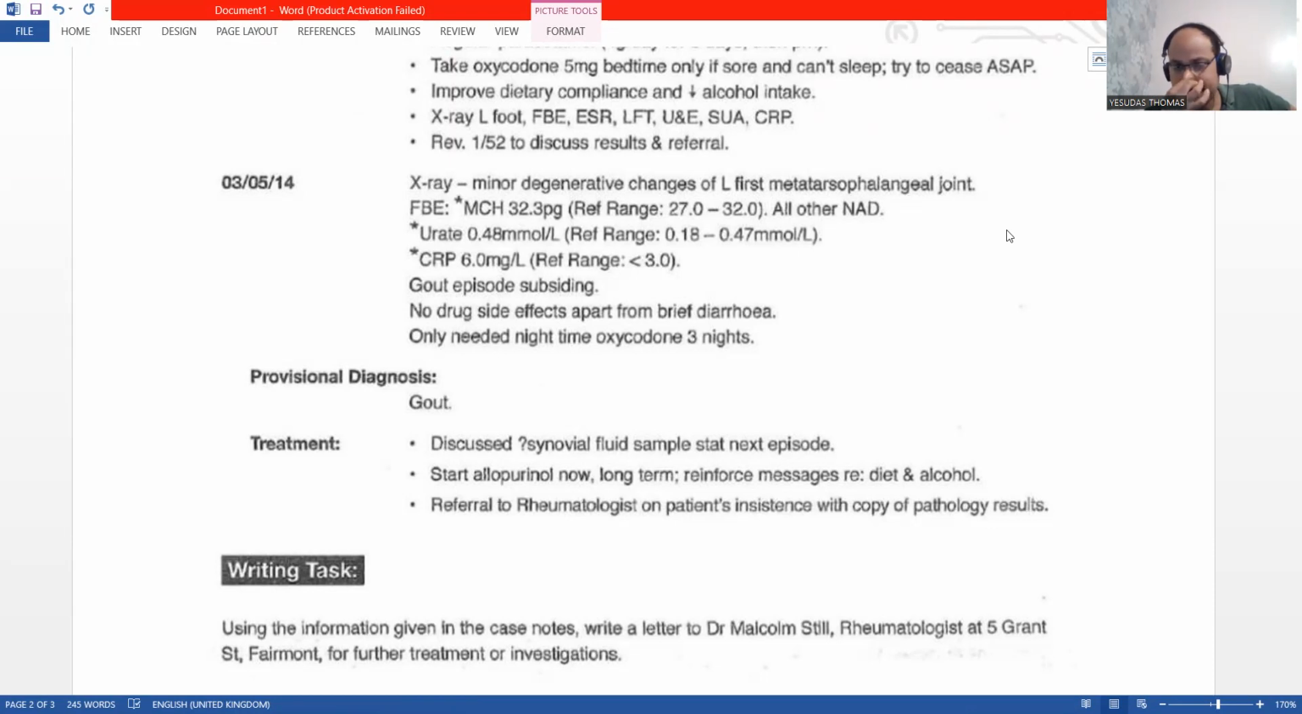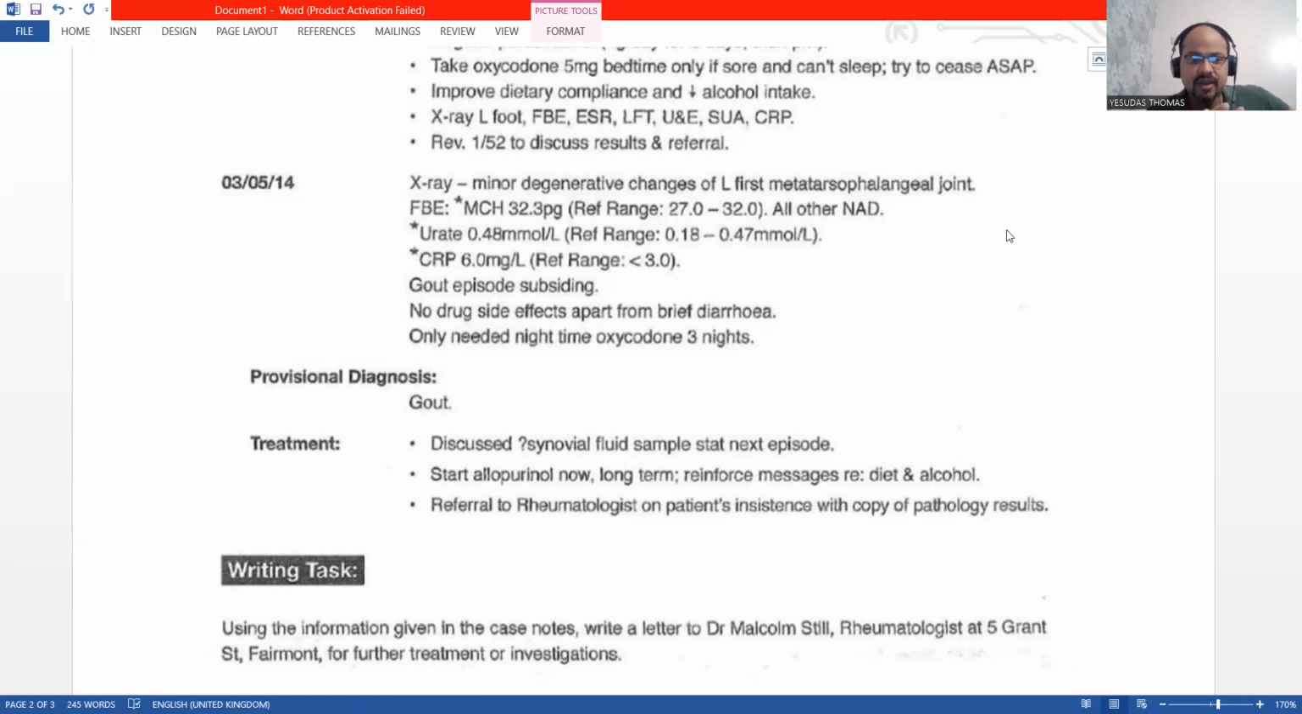The question is a referral letter of Mr. James Seymour, who requires referral to a rheumatologist. And we are writing to a rheumatologist whose name is Dr. Malcolm Still at 5 Grand Street, Fairmount. And the reason why we are writing is to request treatment or investigations for Mr. James Seymour, who is currently a patient.